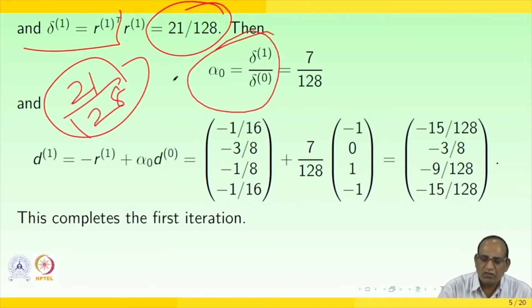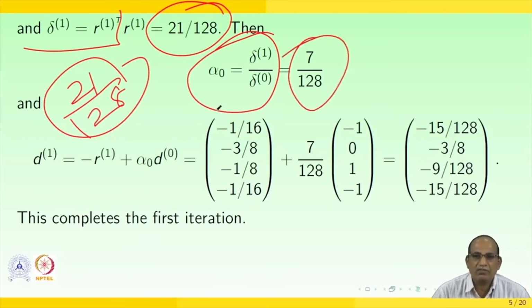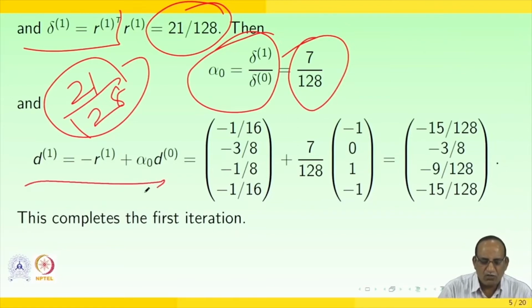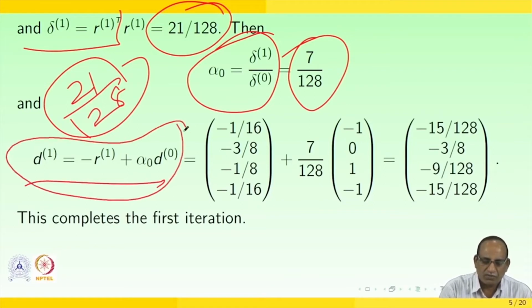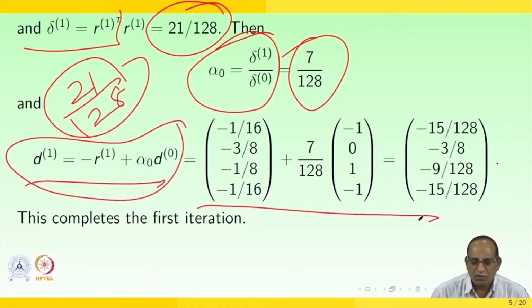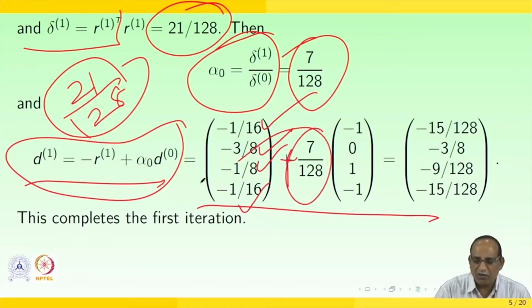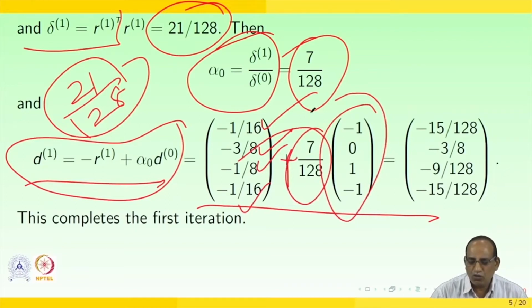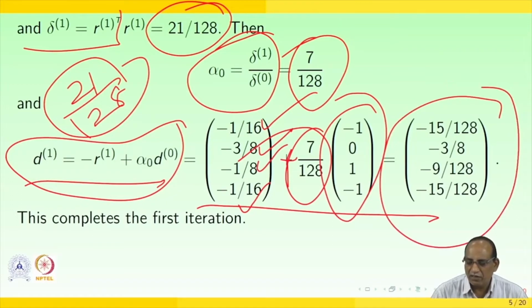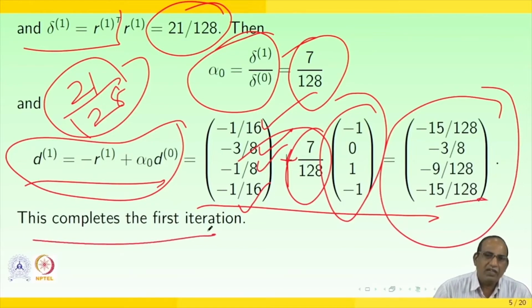Then alpha naught is equal to delta of 1 over delta of 0, which is 7 over 128. And D of 1 is equal to minus of R of 1 plus alpha naught times D of 0. So that will be equivalent to minus 1 over 16, minus 3 by 8, minus 1 over 8, minus 1 over 16, plus 7 upon 128 times minus 1 0 1 minus 1, which is equal to minus 15 by 128, minus 3 by 8, minus 9 by 128, minus 15 upon 128. This completes the first iteration.